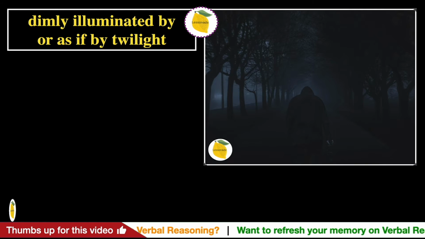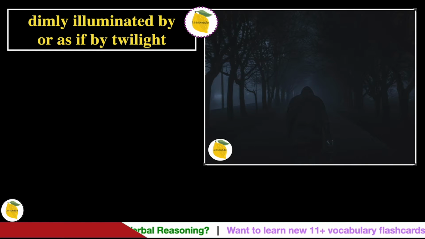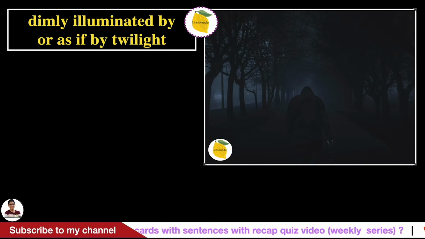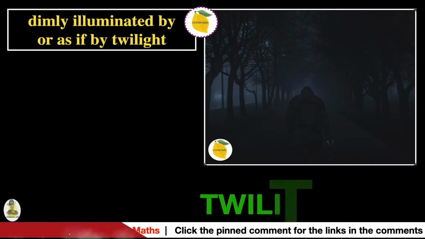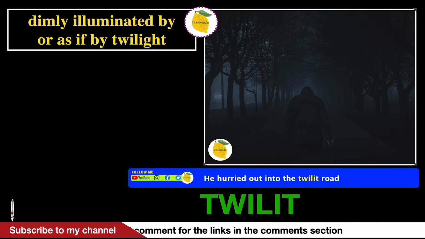Dimly illuminated by or as if by twilight. In this picture, we can see someone who's walking through a road that is dimly illuminated by or as if it is by twilight, and therefore the word will be twilight. And the sentence for this word is, he hurried out into the twilight road.